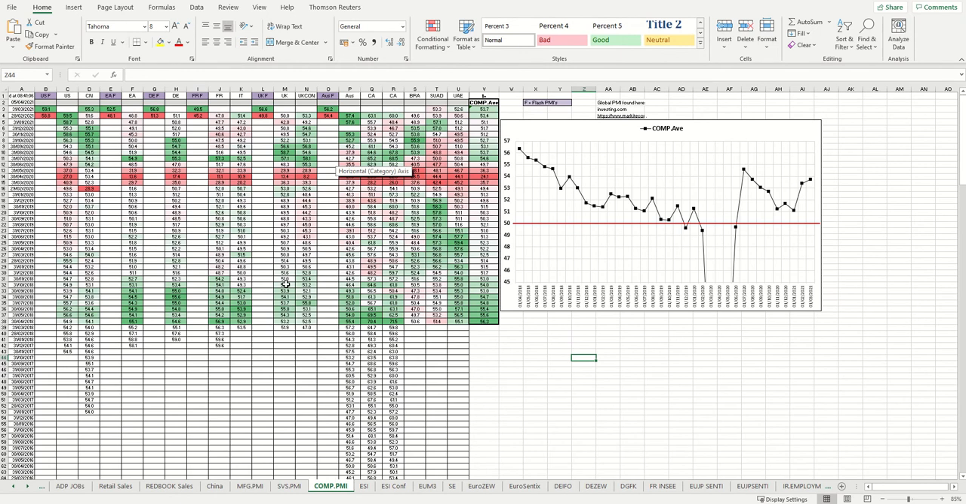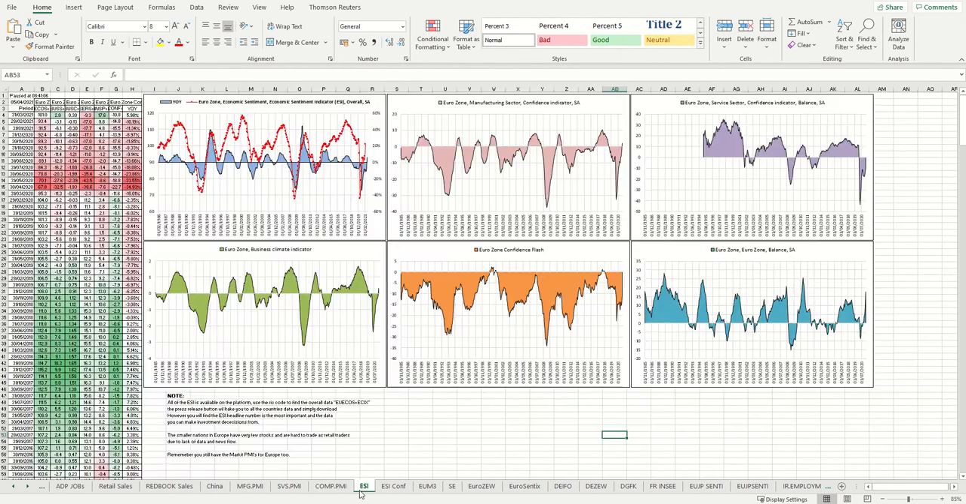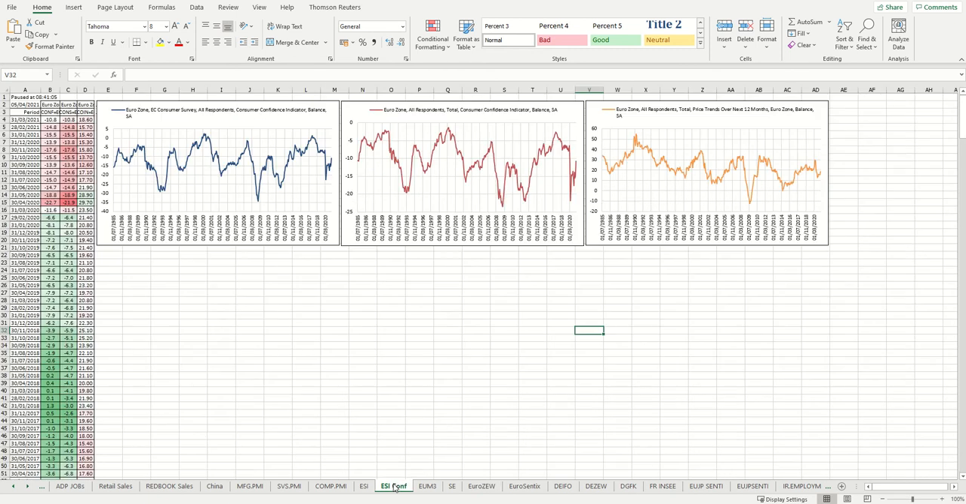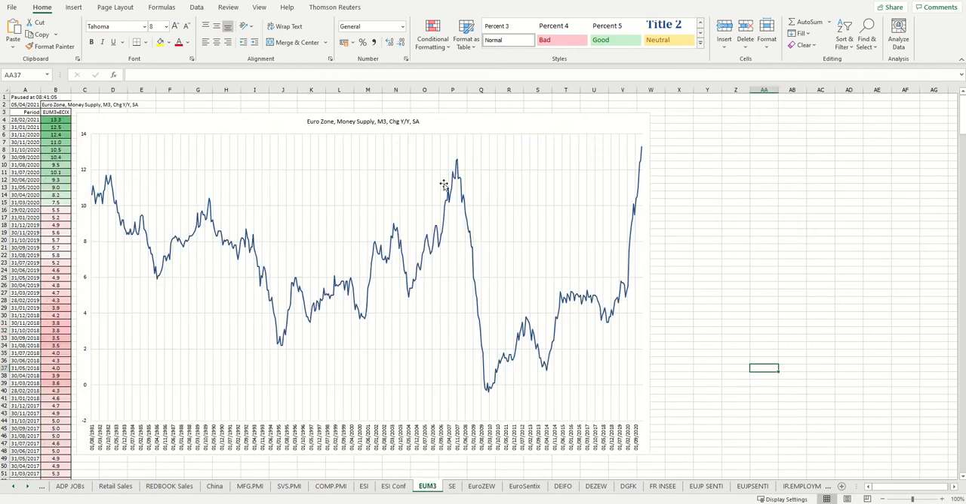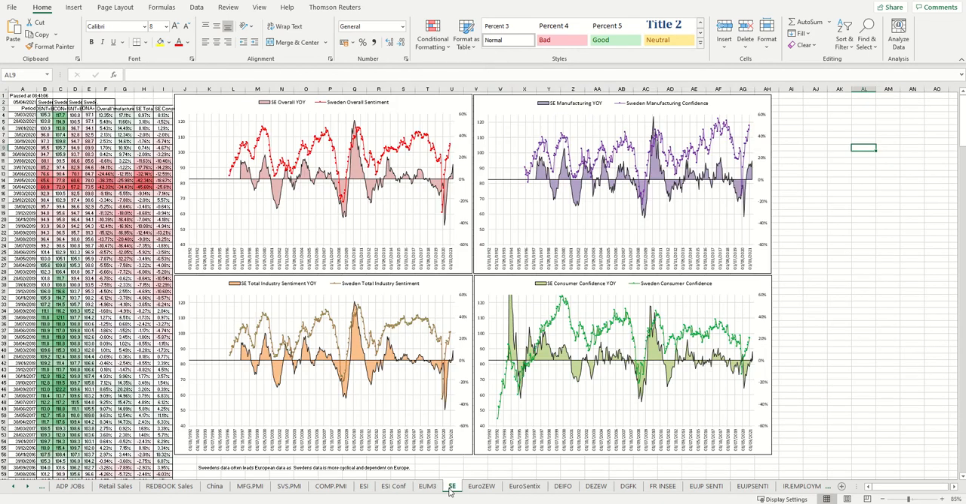comp PMIs. And then we got the ESIs here, the main overarching points, because that dictates all of Europe pretty much. Rather than going into the individual countries, it's better to stick with the overall. Then ESI confidence, a little bit of money supply data for Europe. If you want money supply for all the other regions, you better just get the data from the St. Louis Fed website, or just keep it on the website and manipulate it there like I've shown you in other videos.